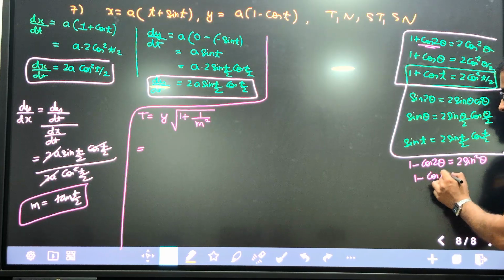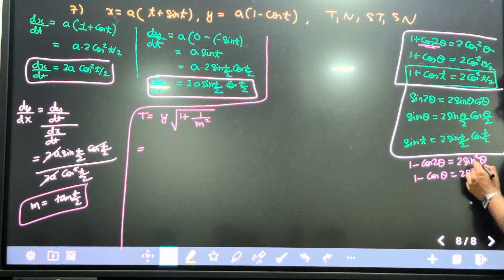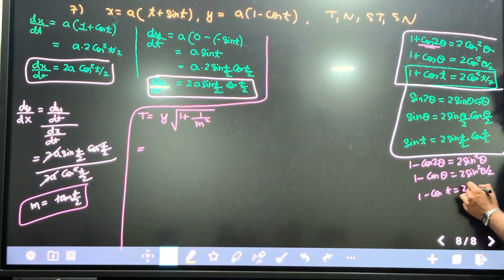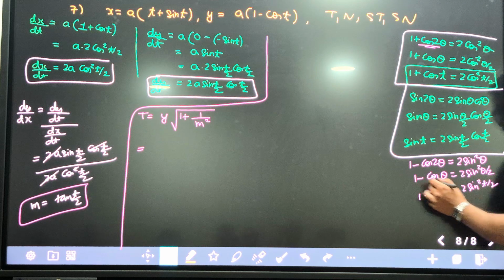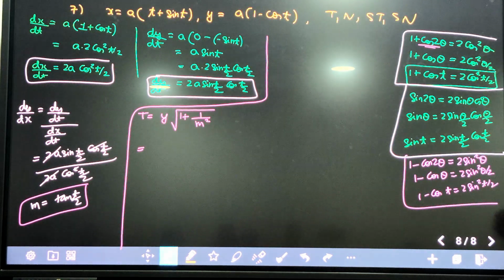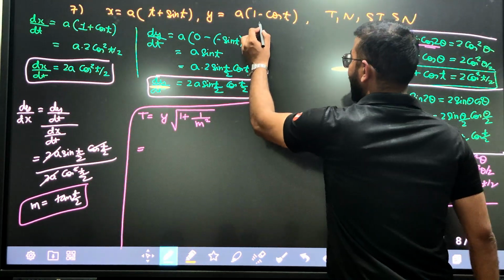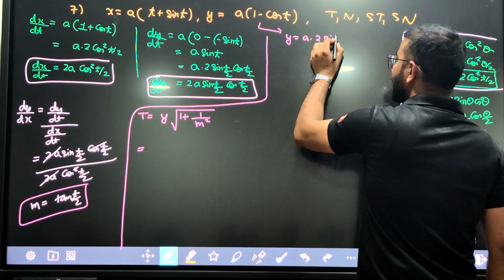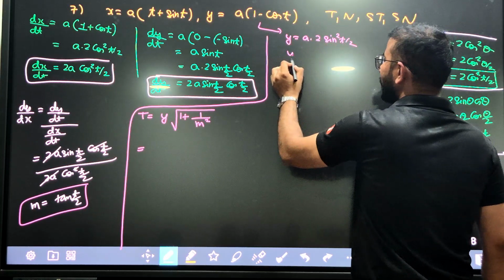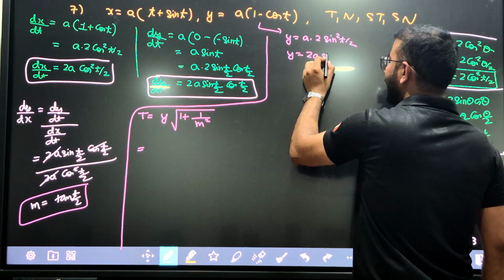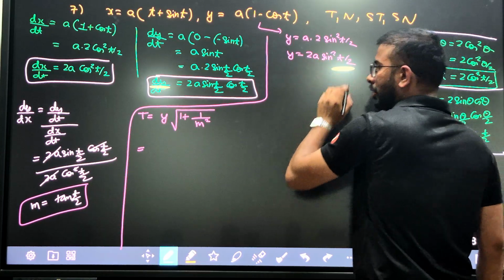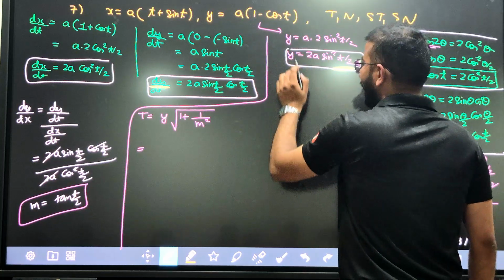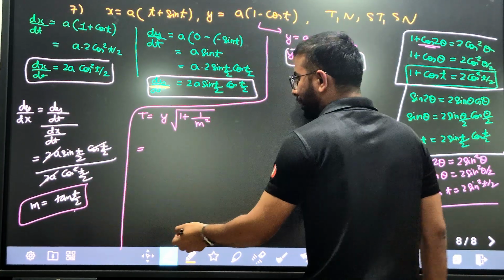1 minus cos theta is 2 sin square theta by 2. What is 1 minus cos t? 2 sin square t by 2. Okay, this would be useful everywhere. So let's write this. y is coming out to be a into 2 sin square t by 2, which means y is coming out to be 2a sin square t by 2. So now these two are the most important things which we'll be using: y and m. Everywhere these would be required.